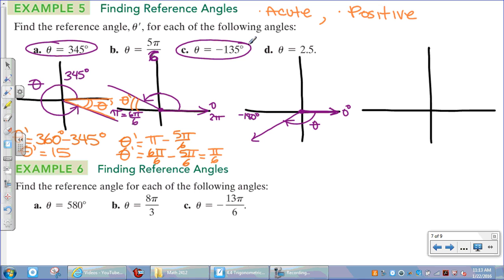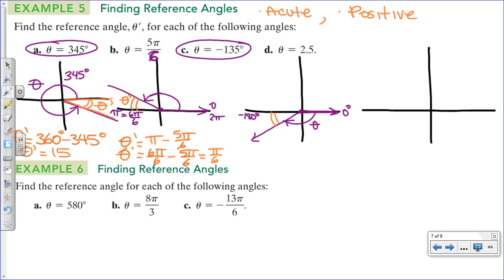Now the reference angle is going to be formed again with the terminal side of theta and the x-axis. However, the reference angle is going to be positive. So numerically, the reference angle will come from negative 135 degrees plus 180. And so theta prime will be positive 45. Or you could say 180 minus 135.